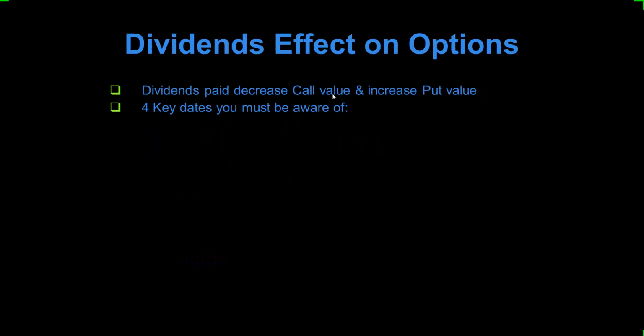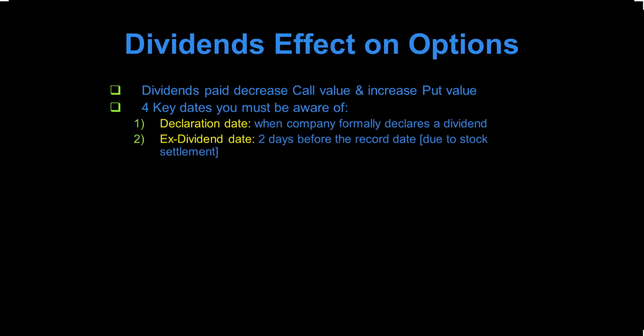So the other one is, let's take a look at dividends. We talked about this for a minute. Paid dividends decrease call value and increase put value. There are 4 key dates that will affect an option if you're holding an option contract when companies are declaring dividends. The declaration date is when a company formally declares a dividend. Then the ex-dividend date, and I'm surprised, usually when I coach, a lot of people don't realize this. They don't know the dates. They have a general idea, but they don't know how they work.